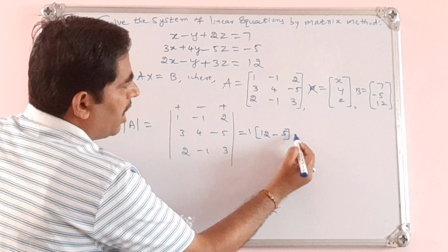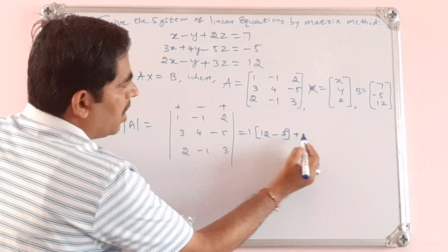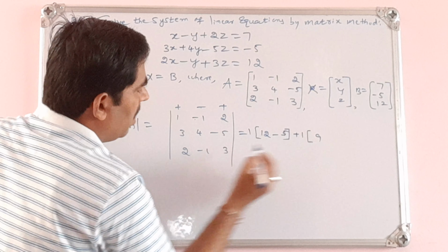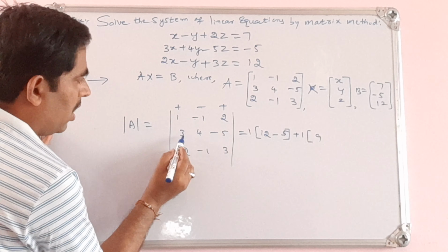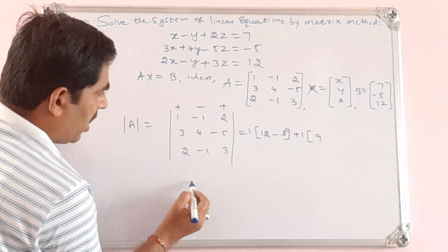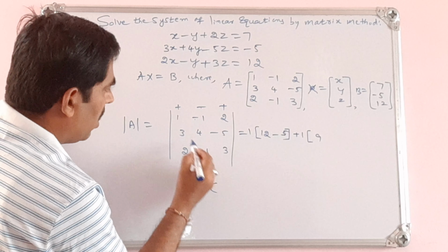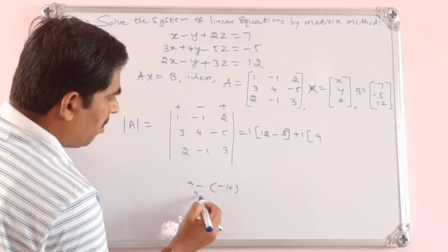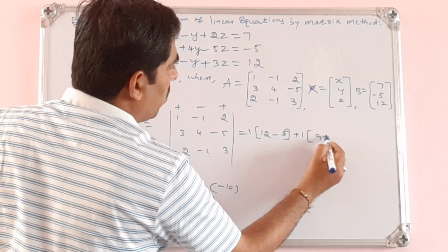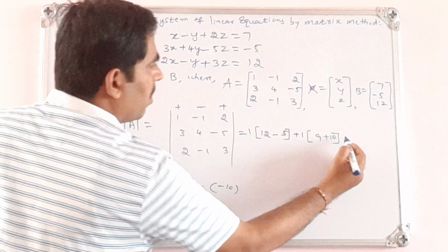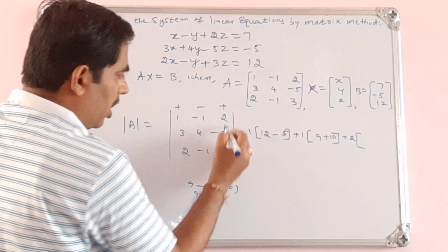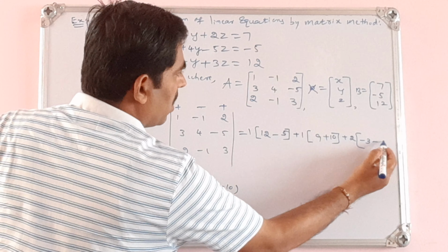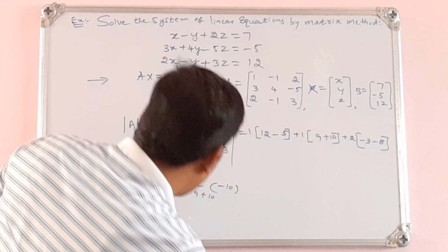Then minus into minus gives plus, so you have to multiply this. Plus 1 into, leaving this column and this row, 3 into 3 is 9, minus of the product minus 5 into 2, that is minus 10, so that will be 9 plus 10. Then plus 2 into, leaving this column and this row, 3 into minus 1, the product is minus 3, then minus 8.